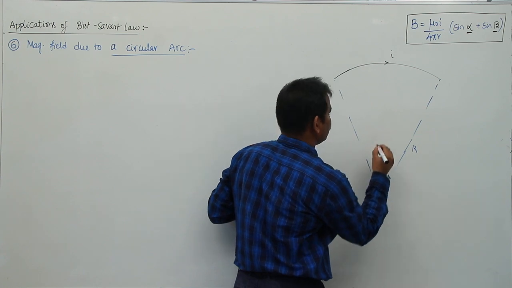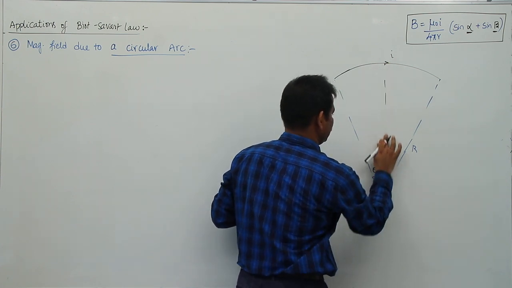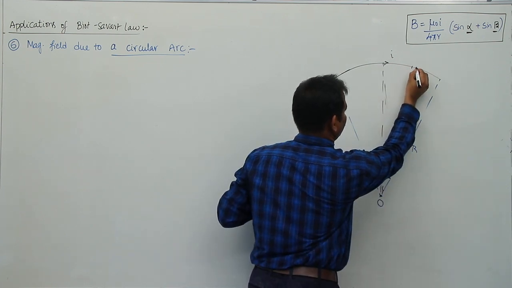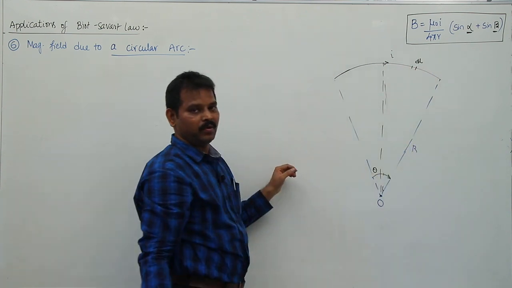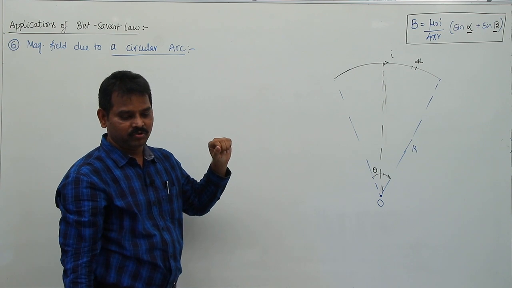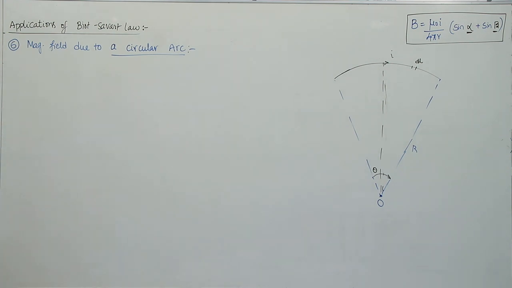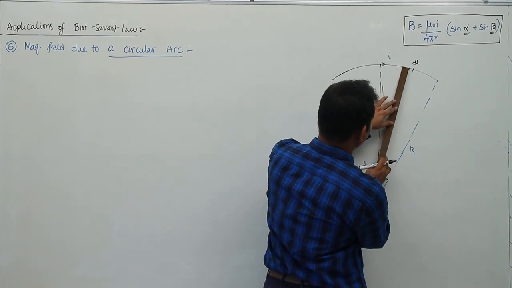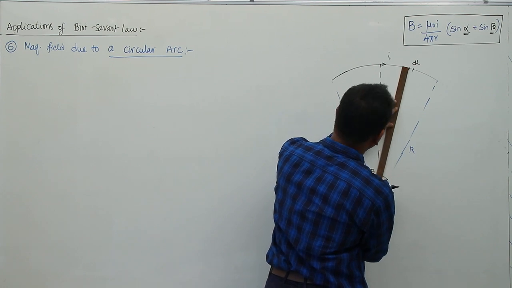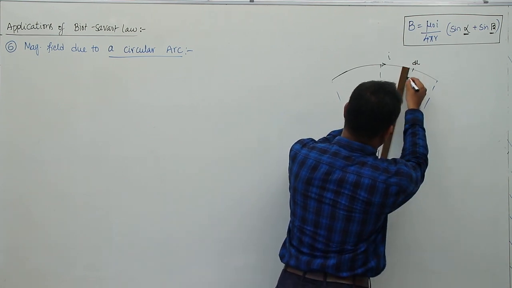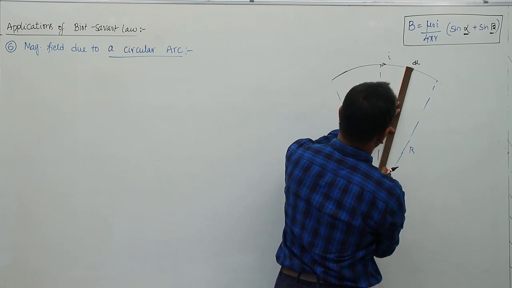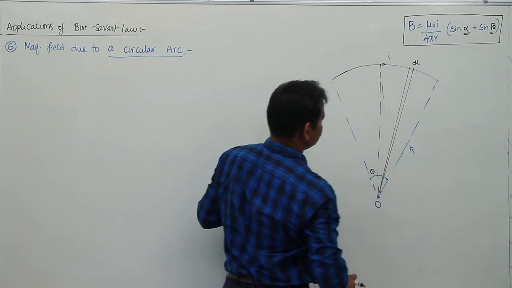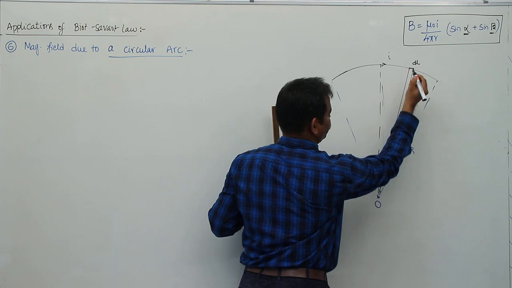This angle is theta. Now if you divide this into equal parts, I need to take a small elemental portion of length dl here, because the Biot-Savart law can apply only for a small elemental portion. Now if I join this one here with the center, this is a small elemental portion of length dl.